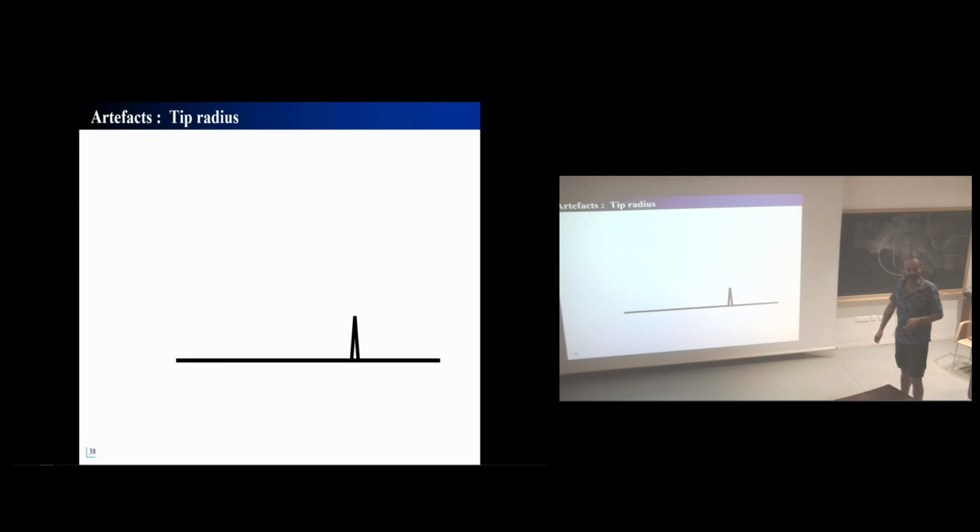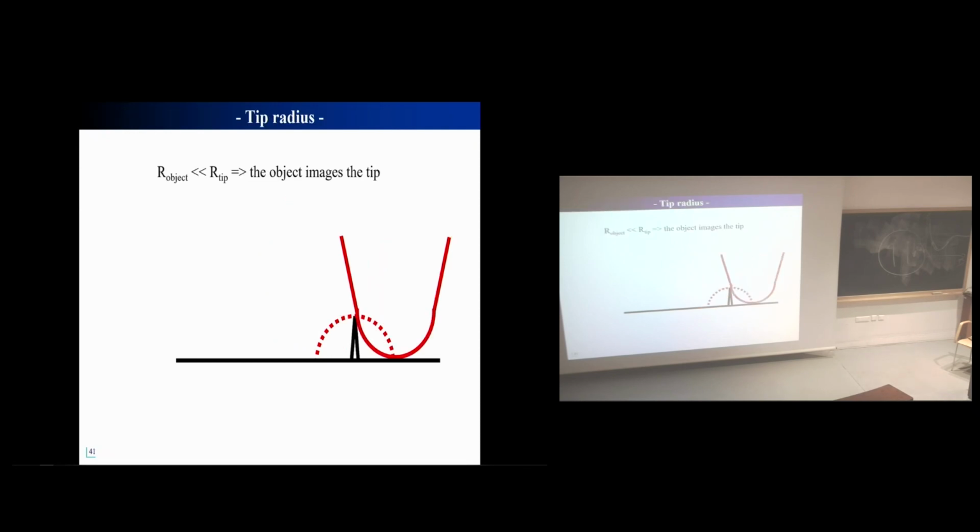Tip radius related artifacts. So if this is your sample here, you want to make an image of this object, and this is your probe. If you scan your probe, this is the image you will get. And in fact, if the radius of the object on the sample you want to image is much smaller than the tip radius, the tip won't image the surface. The surface is going to image your tip.